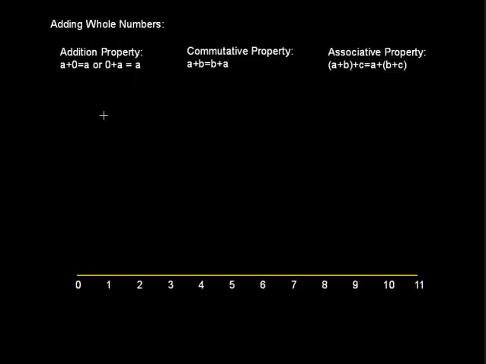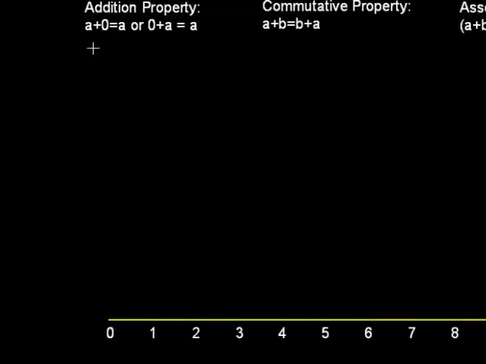And basically what that's saying is that if you add a number to 0, the answer will be the number that you added to 0. And same with if you take 0 and add it to a number, the answer will still be that number. So an example would be if we had 5 plus 0 and 0 plus 5.